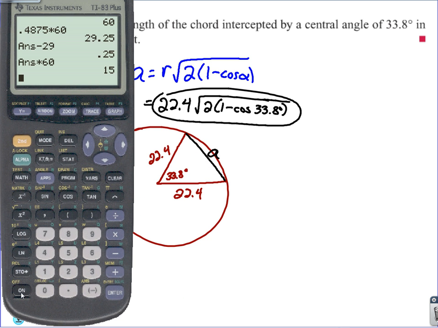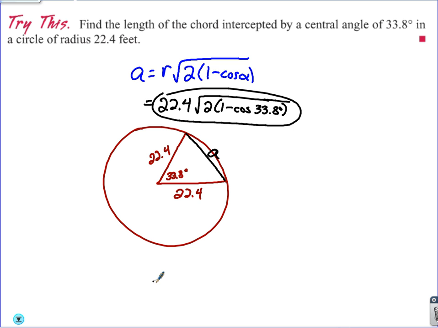Let's see what we get. We got 22.4 times the square root of 2 parentheses 1 minus cosine of 33.8. 13.02. So that formula that we just made up gives us the length of a chord intercepted by some central angle, given a radius. Any questions?